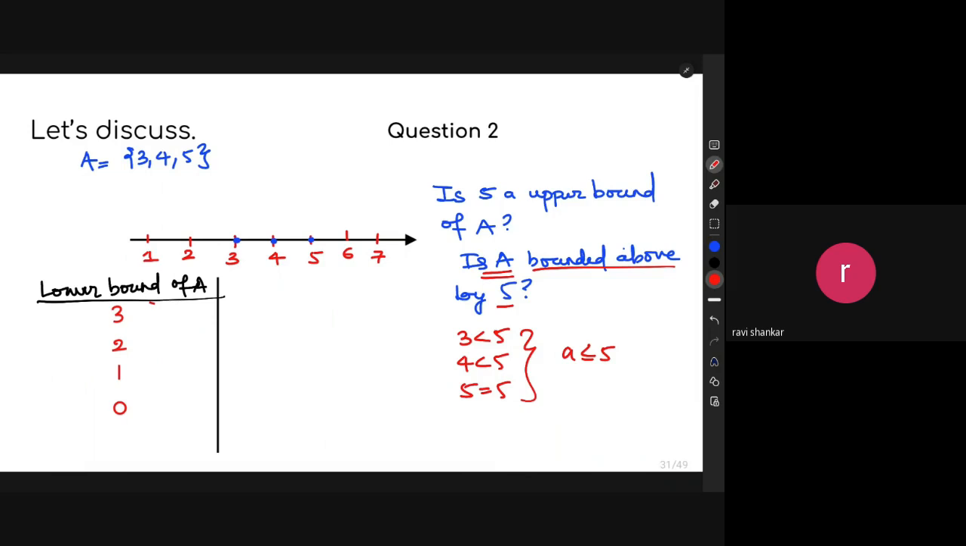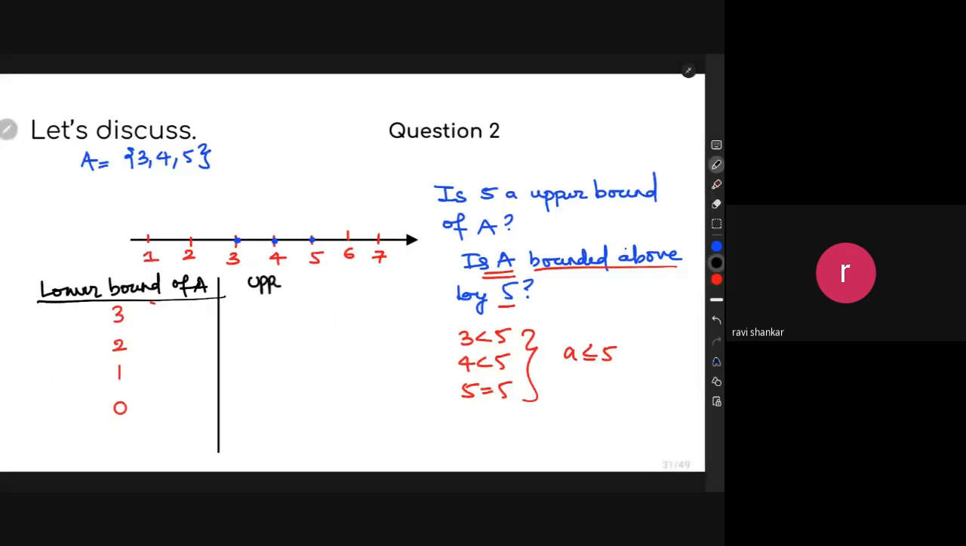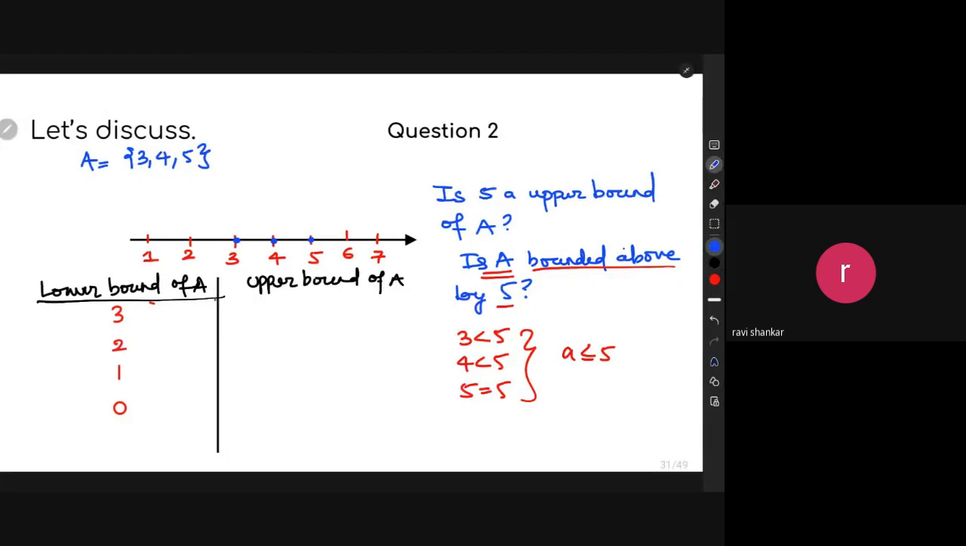Correct. Similarly, for the upper bound, I start writing a table, entering the values in increasing order. So I write the lowest value on the top, which is 5, and then 6, 7, 8, and 9. Is there any element which is an upper bound of A and smaller than 5? The answer is no. There is no element which is smaller than 5 and an upper bound of A.